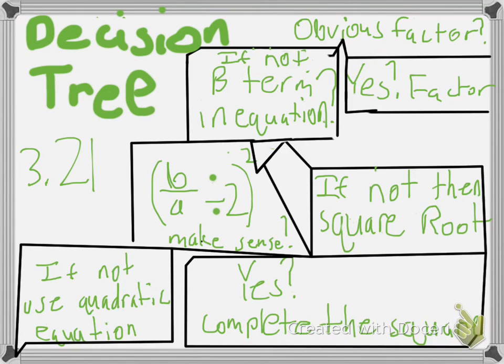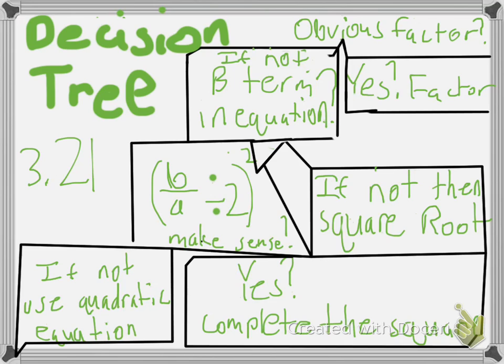Hi, my name is AJ Smith, and today we will be going over lesson 3.21, solving quadratic equations using the best method. Whenever you are solving a quadratic equation, you want to have a decision tree. This decision tree will help you find out what is the best method for the equation you are given.